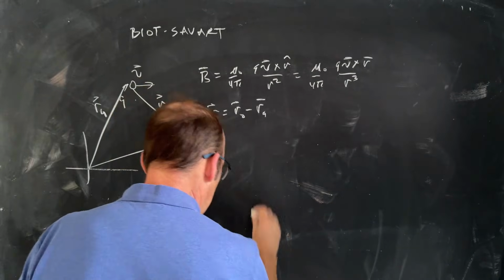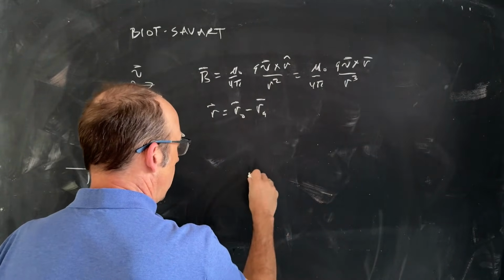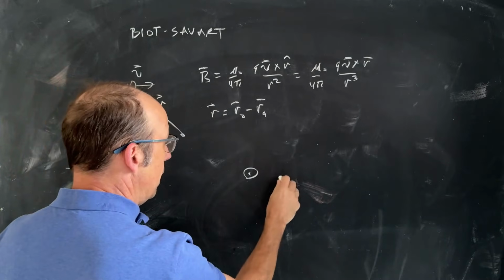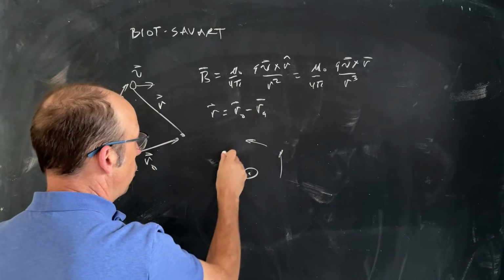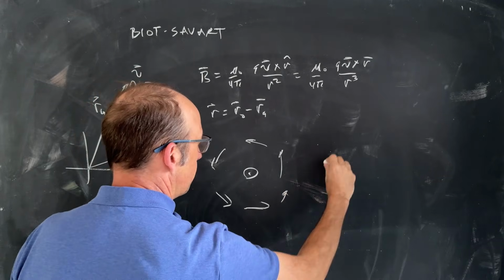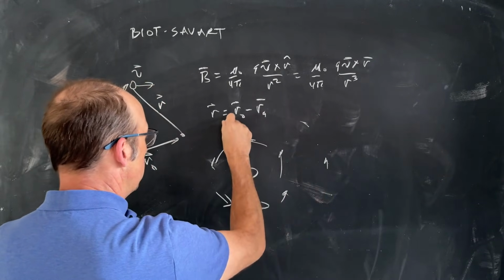So suppose I have a charge, a positive charge coming out of the board. Then this is going to make what I like to call a curly magnetic field. And it gets smaller as you get further away.